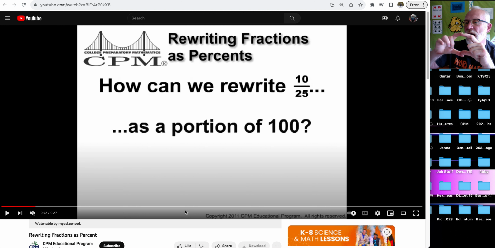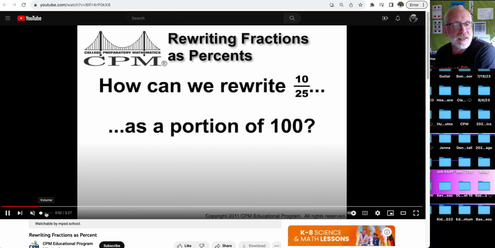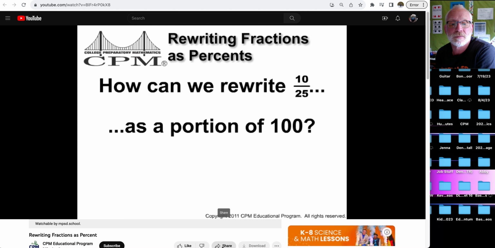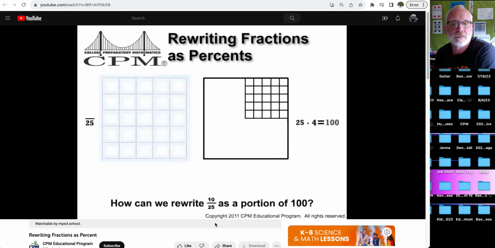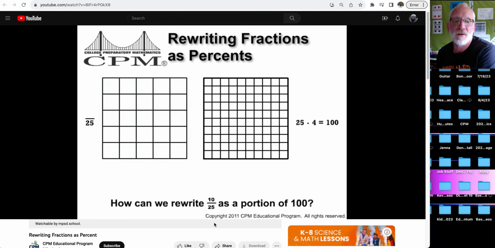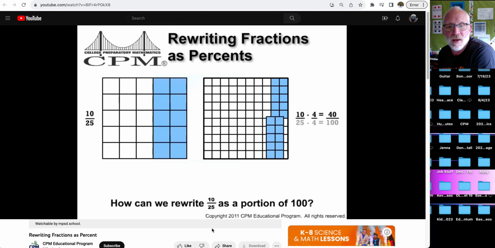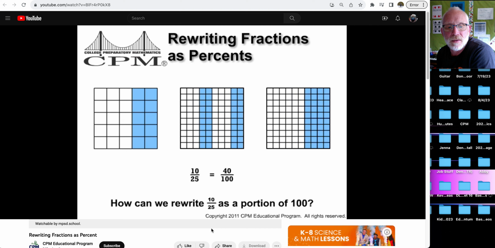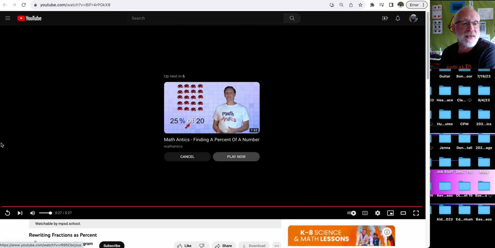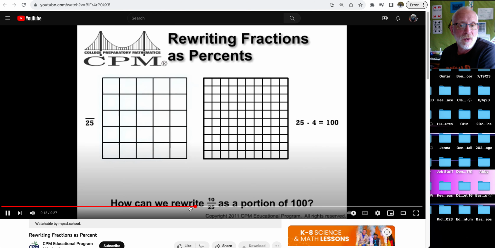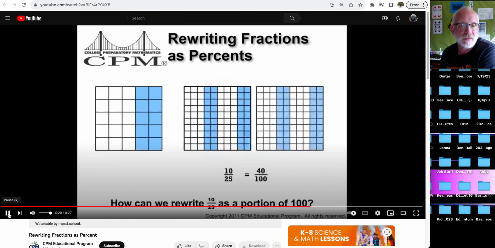So they did something cool. They took 10 out of 25, and then they did it 4 times. This is how they modeled. So they put 4 of those in there. That filled up to 100. Or the kids said you could just multiply 10 out of 25 times the big 1, and then that big 1 was 4 out of 4.